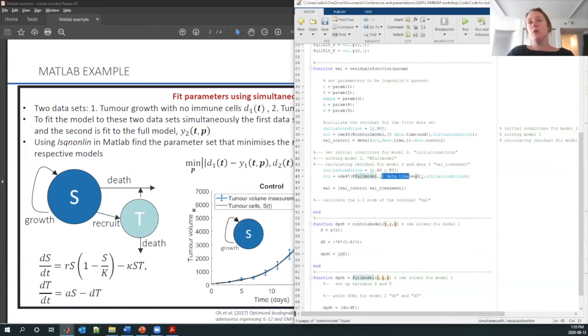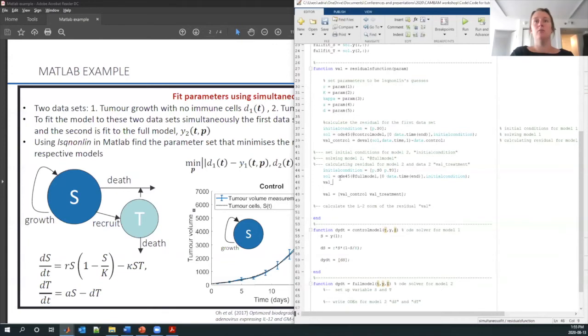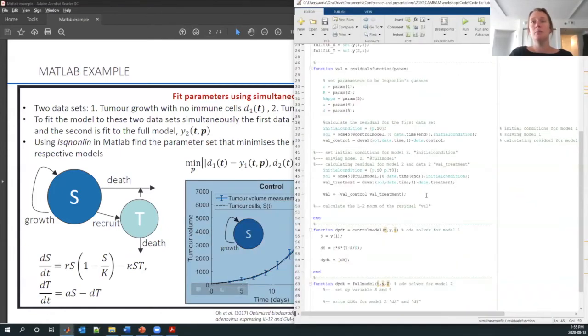We're going to solve it from 0 to the end of the data times, that's fine, and we're sending it these initial conditions. And then the last thing we want to do is calculate the residual, which is the difference between the data and the model. So it's going to be the model evaluated at the data. What this does is evaluate the solution to your model here at the data.time, so at the time points of the data, and we subtract it from the treatment data instead of the control. So remember, we're doing this data set here.